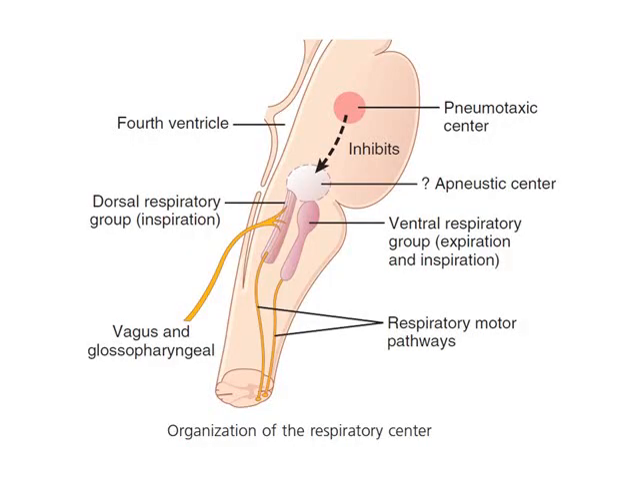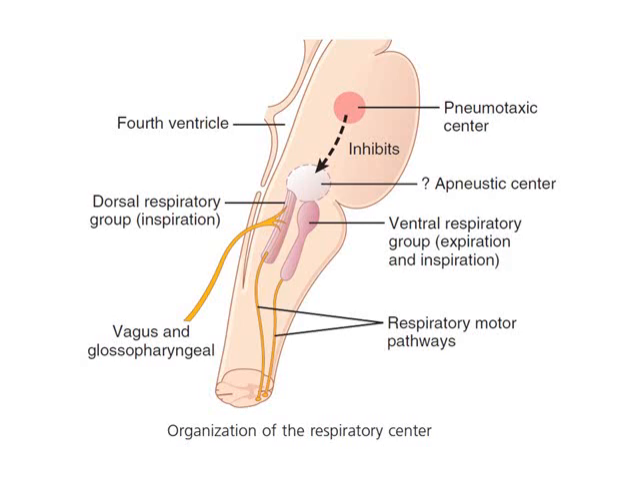This diagram shows you the organization of the respiratory center. Please note that the pneumotaxic center is present in the pons, while the dorsal respiratory group and the ventral respiratory group, both of them are present in the medulla. Also note please that afferent fibers from the vagus and the glossopharyngeals are just for the dorsal respiratory group. The ventral respiratory group receives no afferents from the spinal cord.